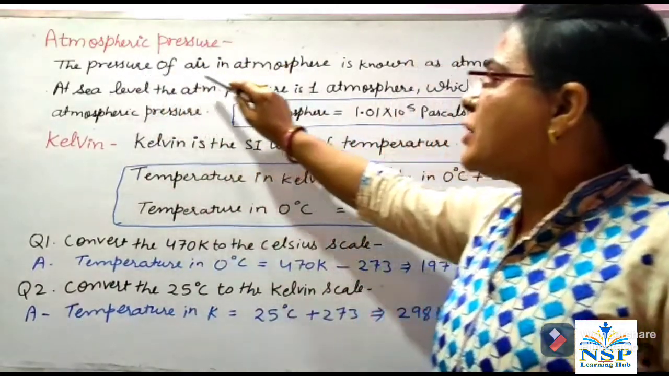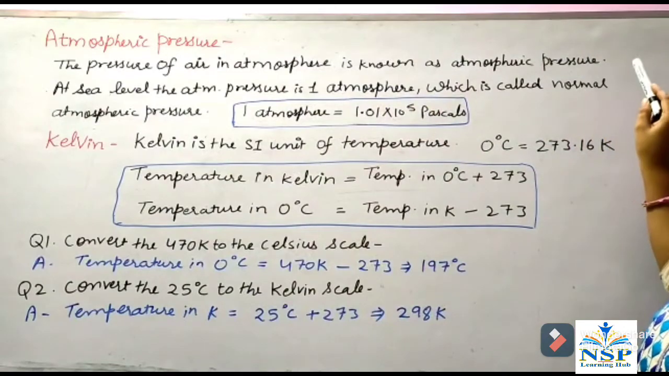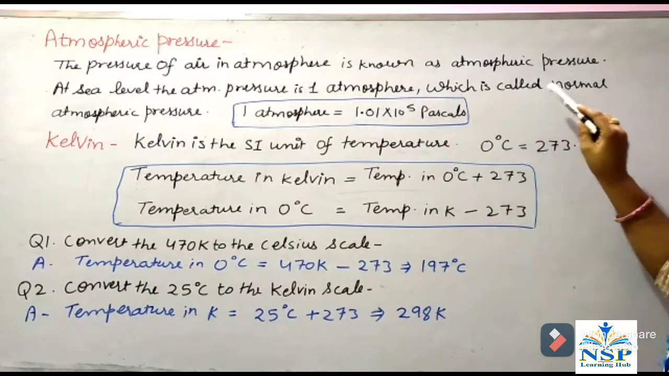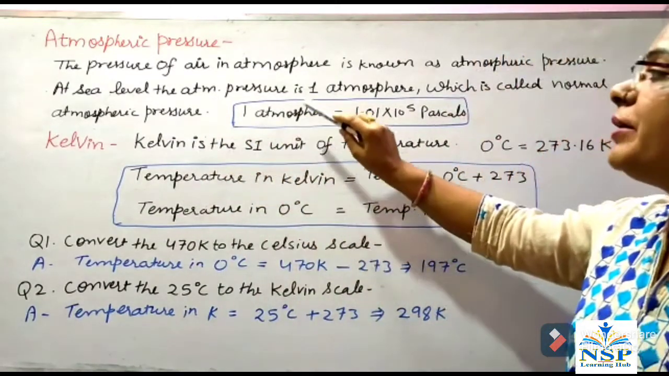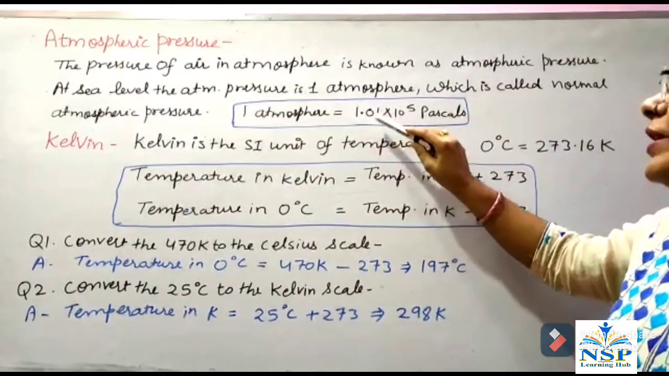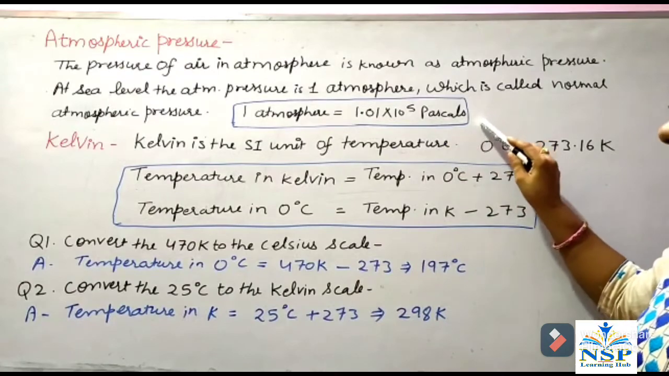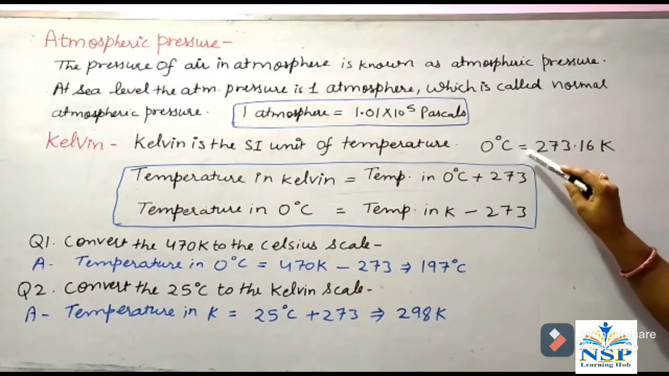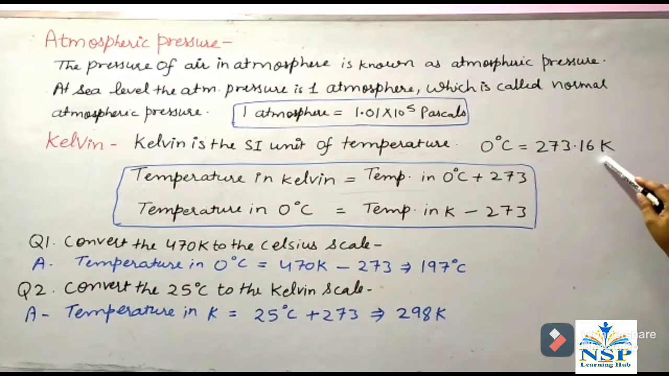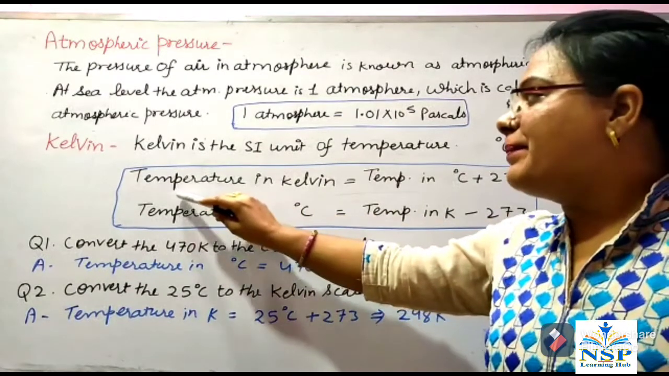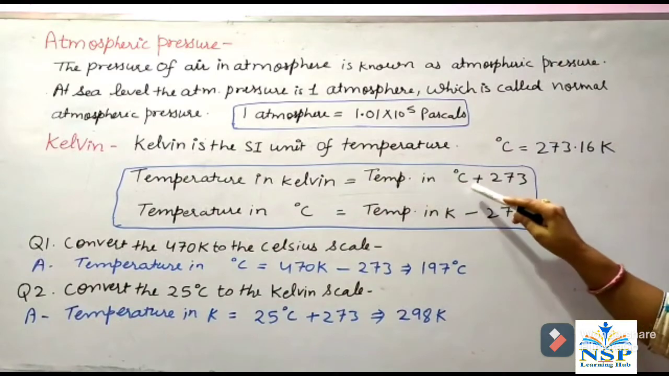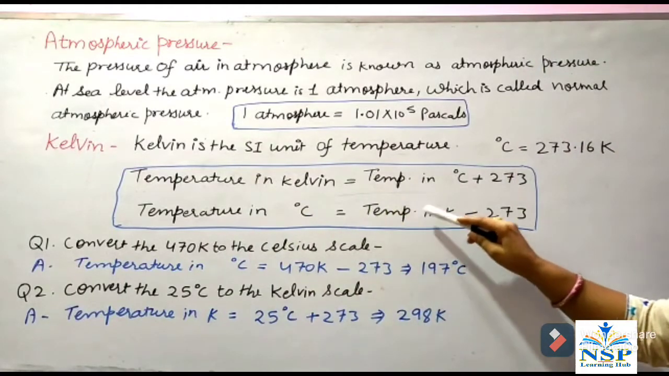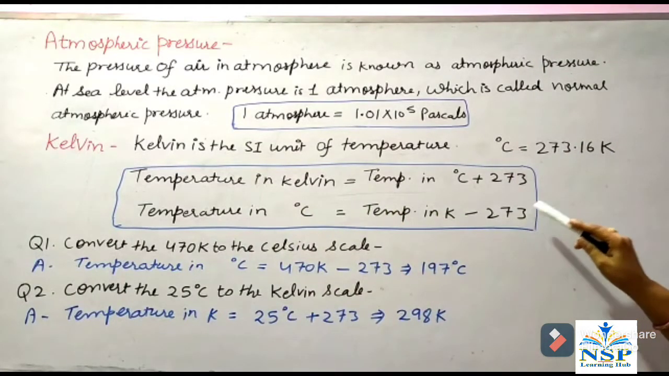Atmospheric pressure. The pressure of air in the atmosphere is known as atmospheric pressure. At sea level, atmospheric pressure is 1 atmosphere, which is called normal atmospheric pressure. It means 1 atmosphere equals 1.01 times 10 to the power 5 pascals. Kelvin is the SI unit of temperature. 0 degree centigrade equals 273.16 Kelvin. Temperature in Celsius can be changed into Kelvin by adding 273, and temperature in Kelvin will change into Celsius by subtracting 273.